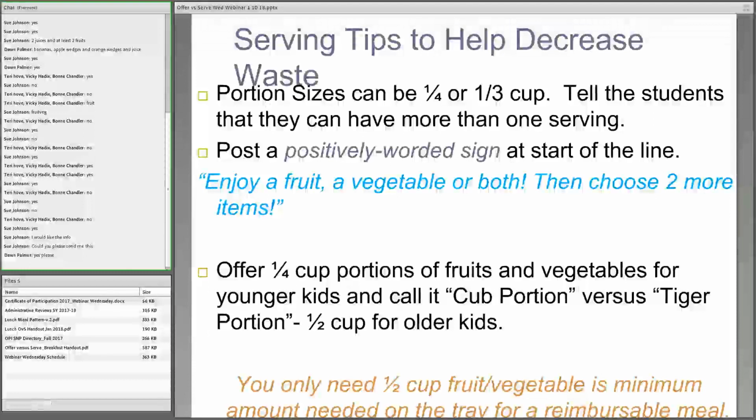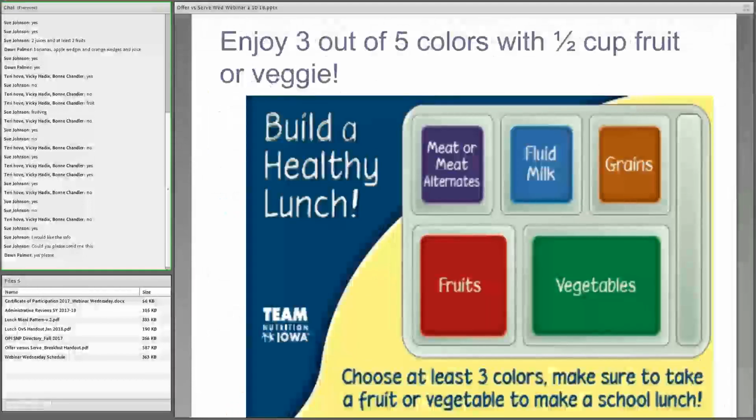of fruits or vegetables for your younger kids and name it something that links with their school mascot. So if your mascot is the Tigers, your K through 4th graders could get a quarter cup fruit, and that would be a cub portion. And then before you start serving your bigger kids, your 4th graders on up, or your middle schoolers, high schoolers, quickly switch out that spoodle or scoop and then have it be a half cup or a full tiger size portion for your older kids. So thinking about that, then we're not putting too much food on their tray to start with.